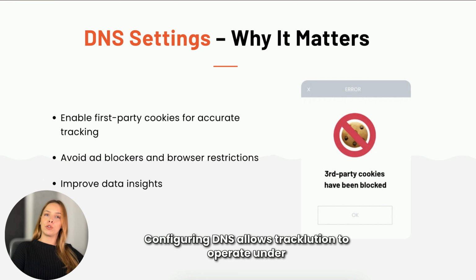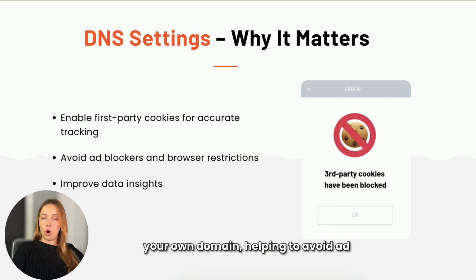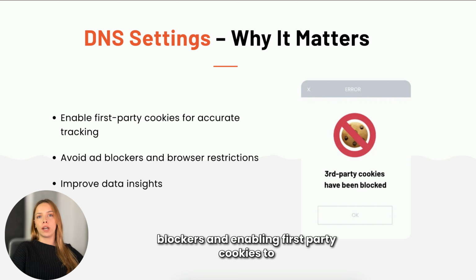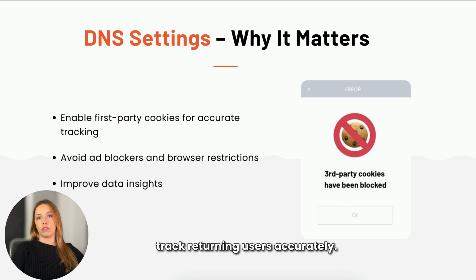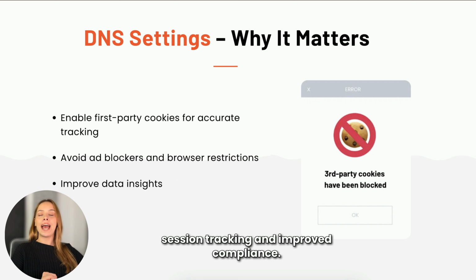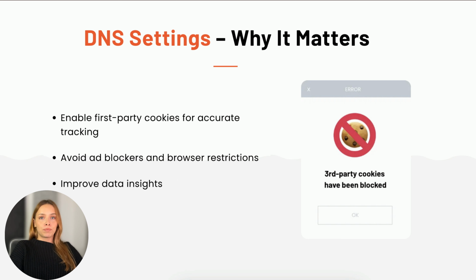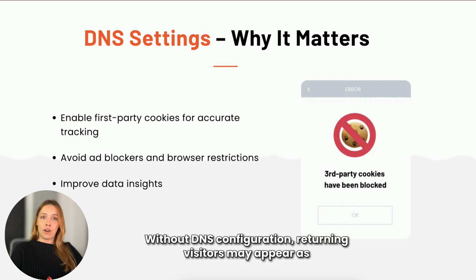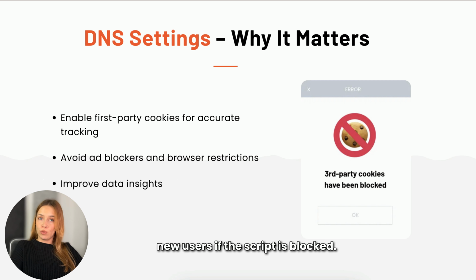Configuring DNS allows Tracklution to operate under your own domain, helping to avoid ad blockers and enabling first-party cookies to track returning users accurately. With first-party implementation, cookies persist effectively, ensuring more accurate session tracking and improved compliance. Without DNS configuration, returning visitors may appear as new users if the script is blocked.